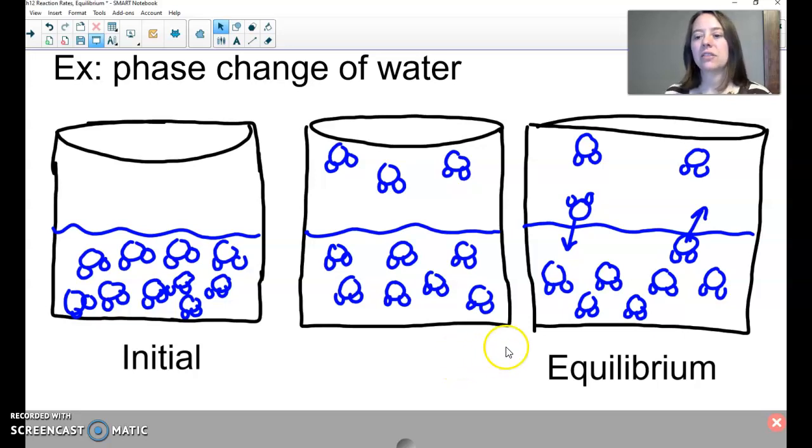And eventually the system, the beaker with water, will reach equilibrium, so that the rate at which the liquid molecules are going into the gas phase is equal to the rate at which the gas molecules are going back into the liquid phase. So in this example, we always have 3 molecules in the gas phase and 7 molecules in the liquid phase, but it's not always the same exact molecules.